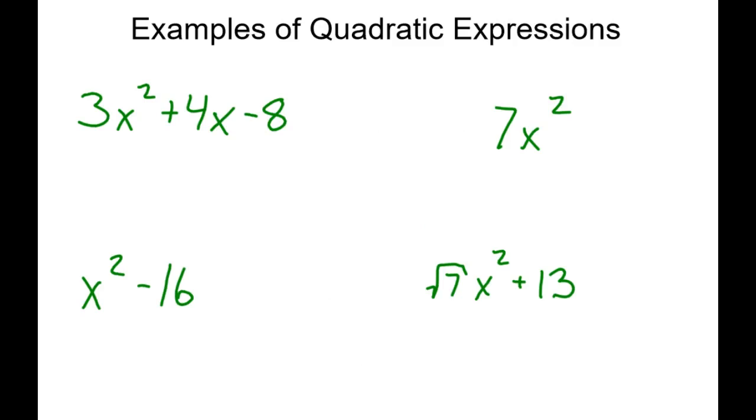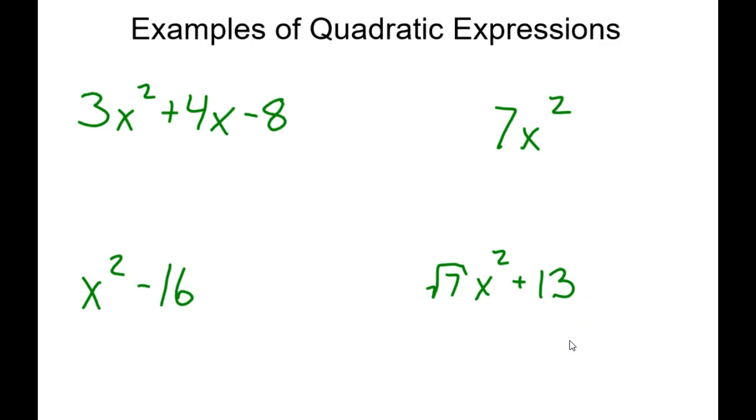Below are some examples of quadratic expressions. In the first one, we have 3x squared plus 4x minus 8. Our a value would be 3, the b value would be 4, and the c value would be negative 8. The one on the right, we have 7x squared. Our a value is 7. Our b and c values would just be 0 in this case. The bottom left, we have x squared minus 16. Our a value would be 1. Our b value would be 0, and our c value is negative 16. And then the last one, our a value is radical 7, b value 0, c value is positive 13.